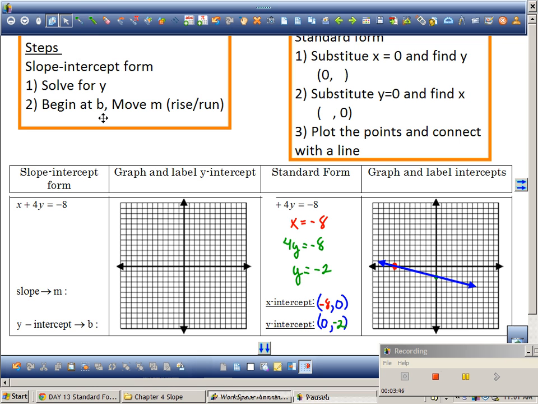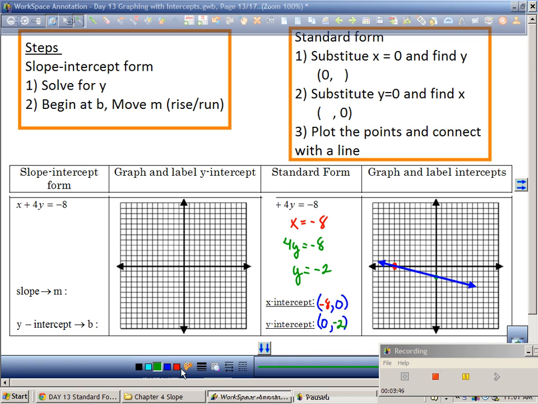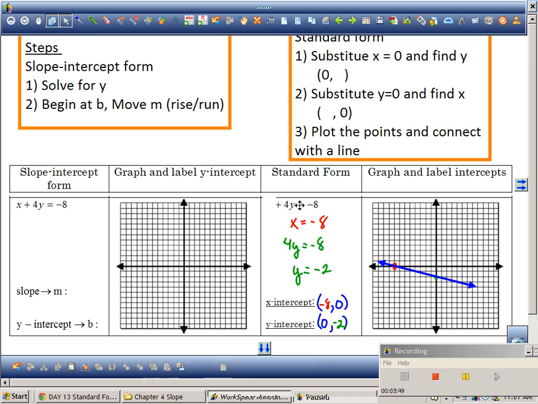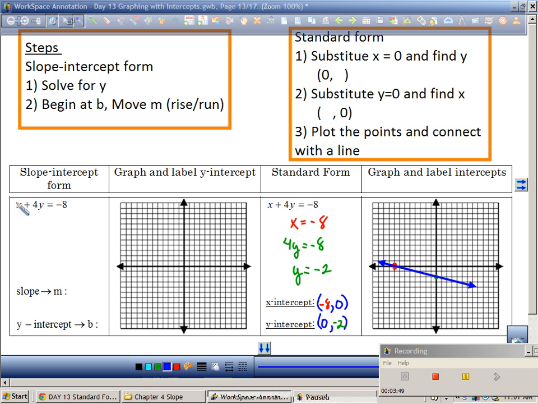A little bit better. Ready for the second method? Let's get rid of this too. All right, how do I solve using slope-intercept form? I solve for y. How do I solve for y? Subtract x. If you really think about it, guys, this way is less work. Correct? Yes. You're just not as familiar with it.